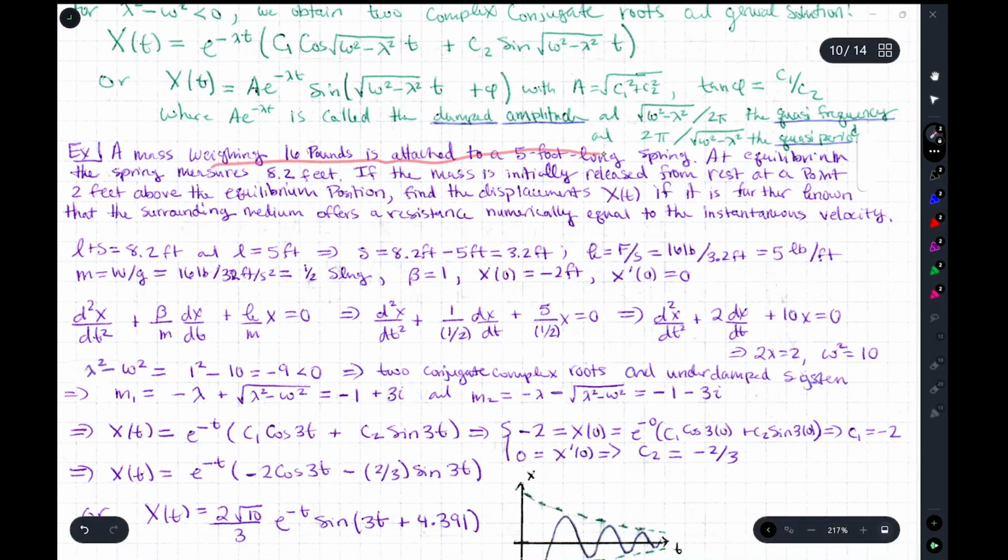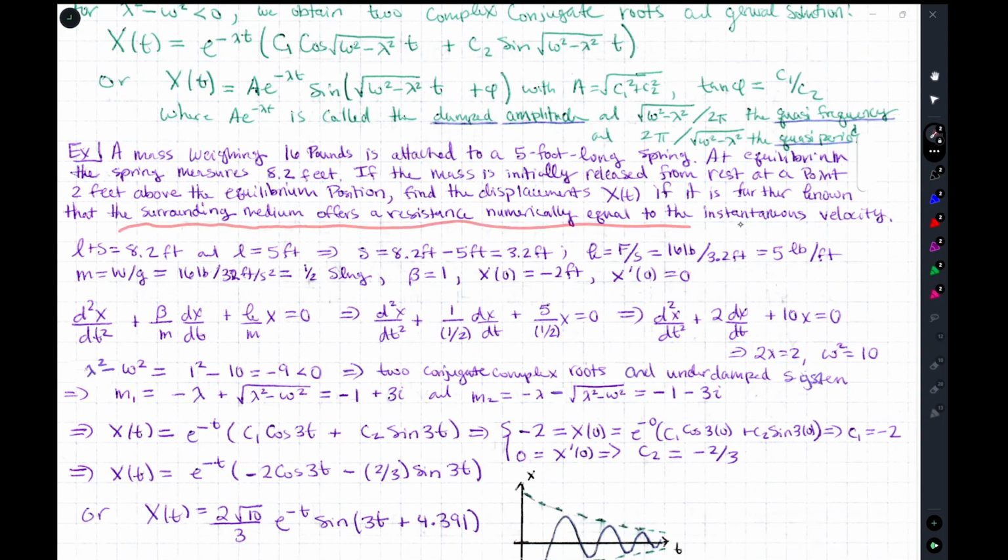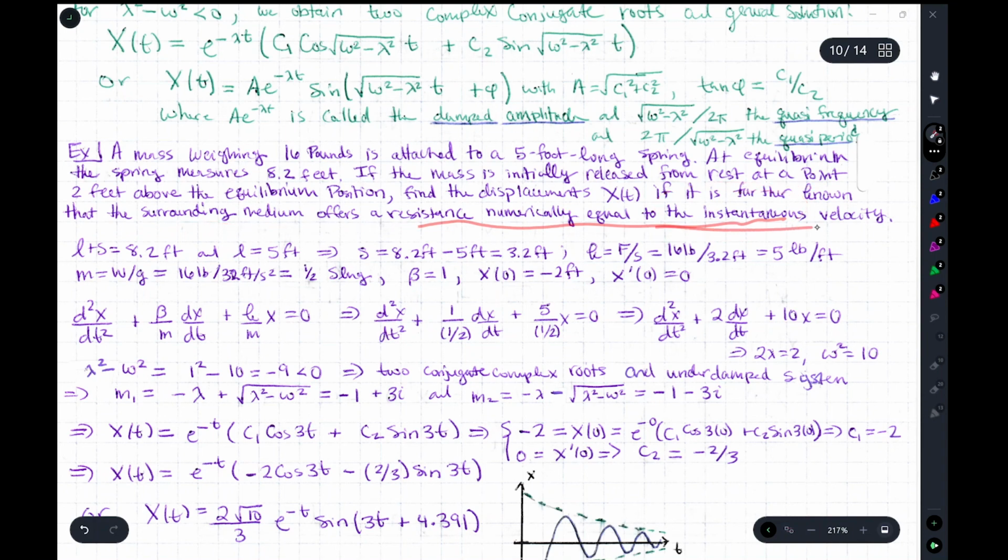A mass weighing 16 pounds is attached to a 5-foot long spring. At equilibrium, the spring measures 8.2 feet. If the mass is initially released from rest at a point 2 feet above the equilibrium position, find the displacement. Okay, this x of t, so find the solution. If it is further known that the surrounding medium offers a resistance numerically equal to the instantaneous velocity. That part here gives us beta equals 1. These are the initial conditions that we read.